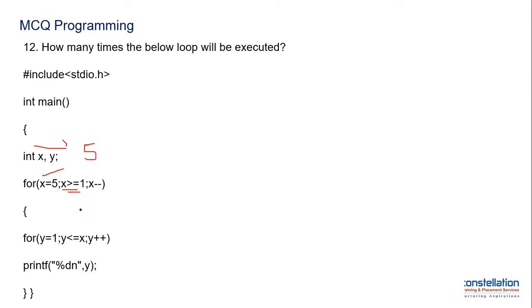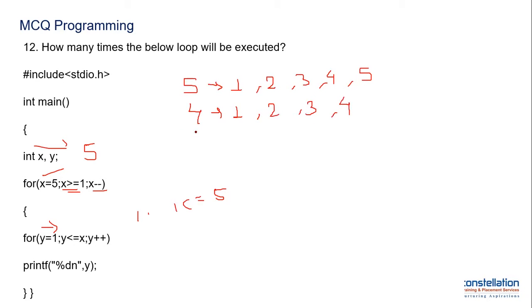Then you have x greater than or equal to 1, x minus minus. Okay, and then you have y is equal to 1, y less than or equal to 4. So 1, and then it will go till 1 less than or equal to 5. So basically what will happen is that for the value of 5, y will be 1, 2, 3, 4, and then 5. When the value became 4, it is going to start with 1, 2, 3, and then 4. When the value became 3, it is going to be 1, 2, and then 3. When the value of x became 2, it is going to be 1 and 2. When the value of x became 1, the value of y is going to be 1.